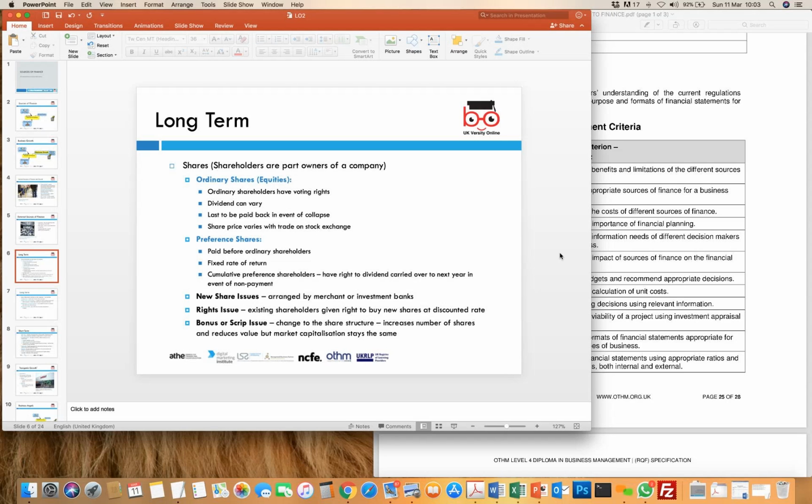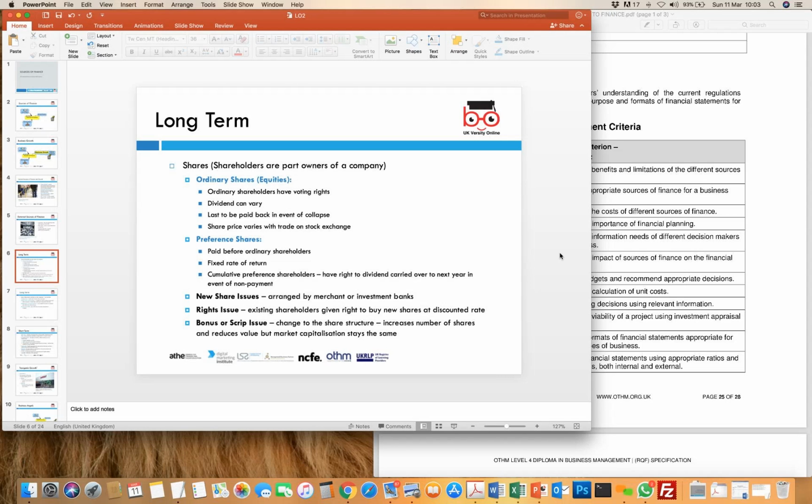Or in some cases, if that is not supposed to happen or is not happening, then what they will do is a rights issue. That means they will want to make more members of the public have ownership in the company, and they then issue more shares at a discounted rate.